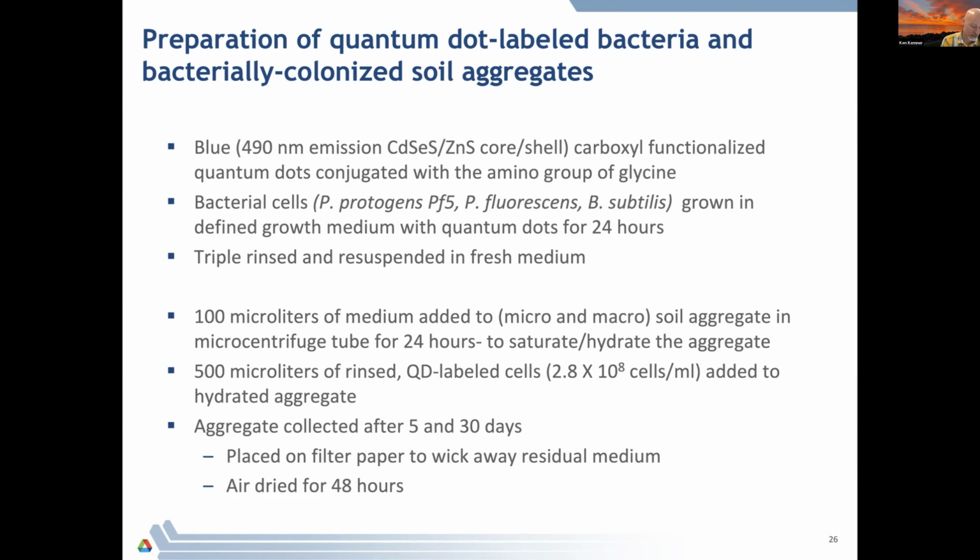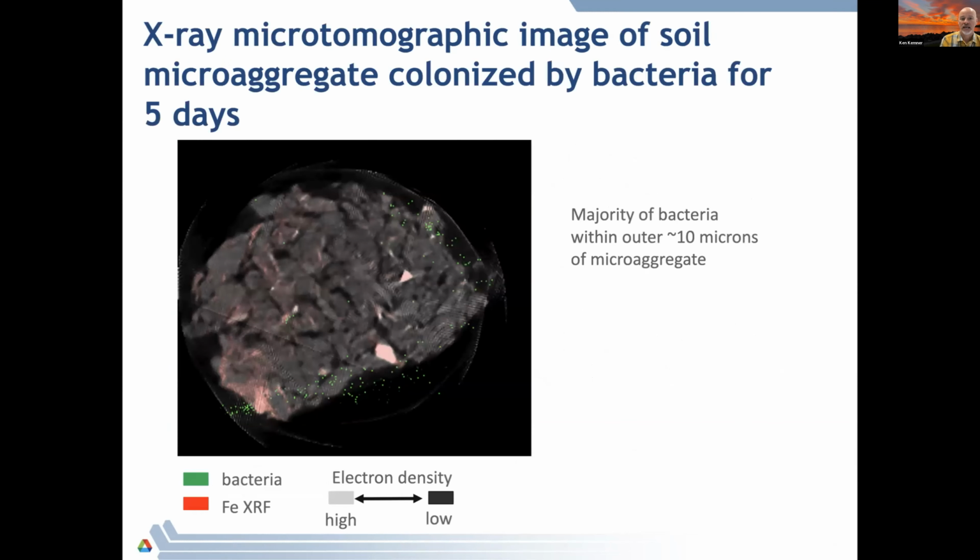fluorescence tomography. And this is what we see now, a tomographic slice of one of these soil aggregates that was collected 5 days after colonization by these cells. The green are the microorganisms from the X-ray fluorescence of the selenium. The black and the gray are the density profile of the cell in the transmission mode collected simultaneously.